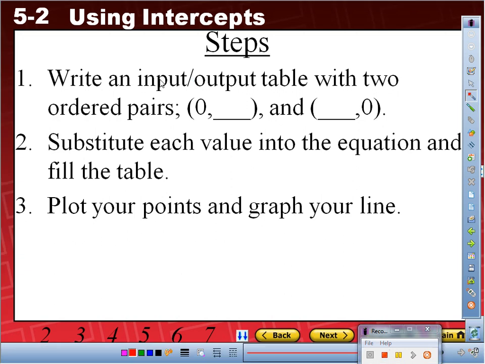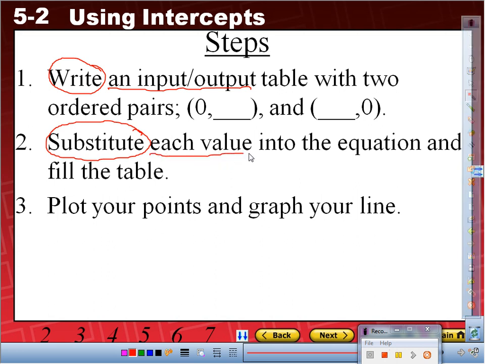Once again, three basic steps. Step 1, write an input-output table. Step 2, substitute each value and fill the table. Step 3, plot and graph.